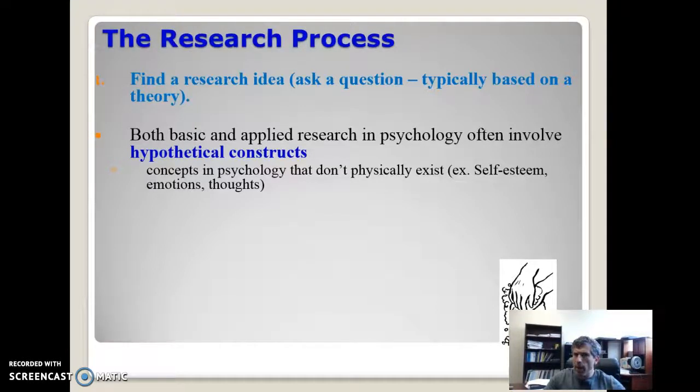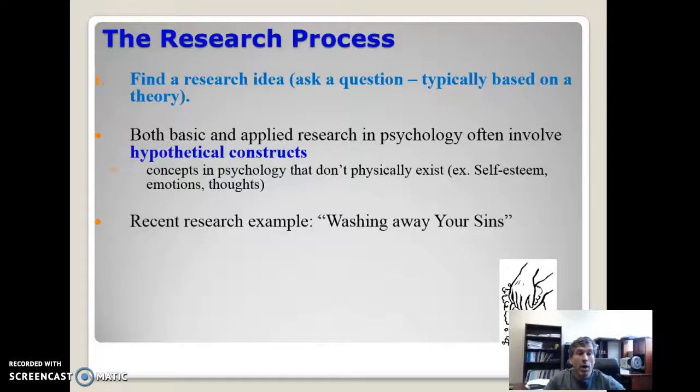These are things that are abstract, they're intangible, we can't directly measure them. Can't read people's minds, for example. We have to figure out a way to indirectly represent them. So we're going to be talking throughout this research process about a recent research example of a study called Washing Away Your Sins.